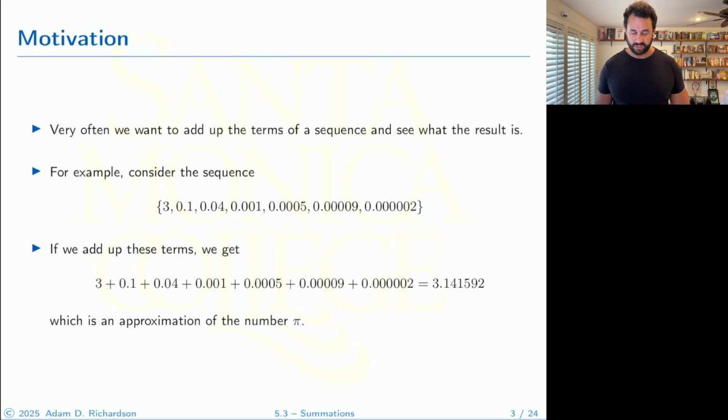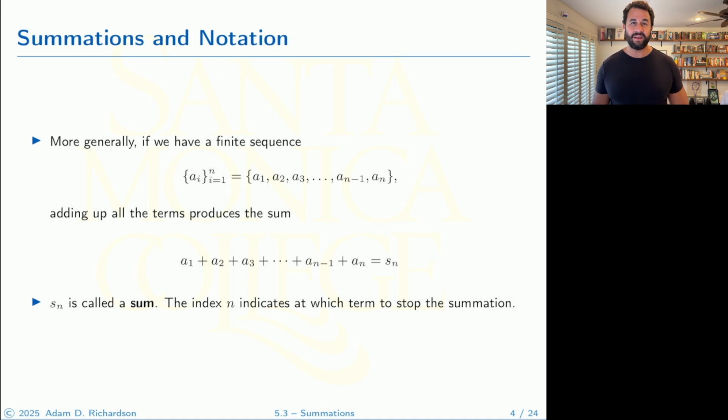Now, if we add up all those terms, then we get this sum right here. This is just adding them all up. And when we add them all up, we get 3.141592. And that's an approximation of the number pi. So basically, adding up those terms gave us an approximation of pi.